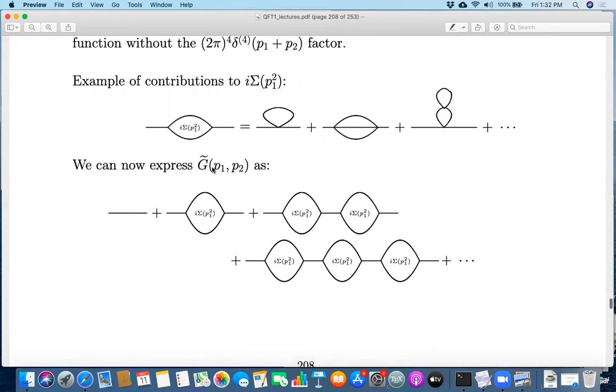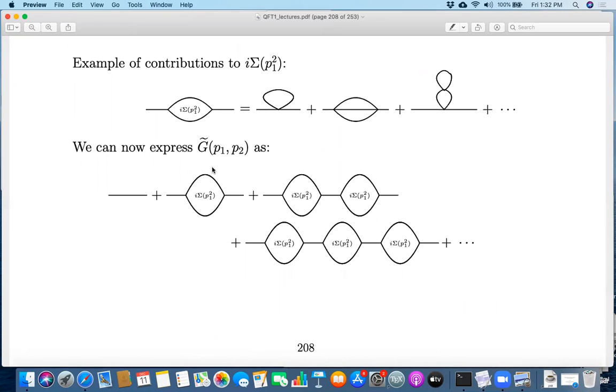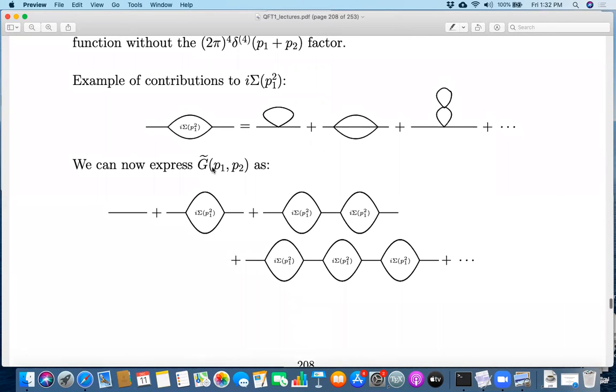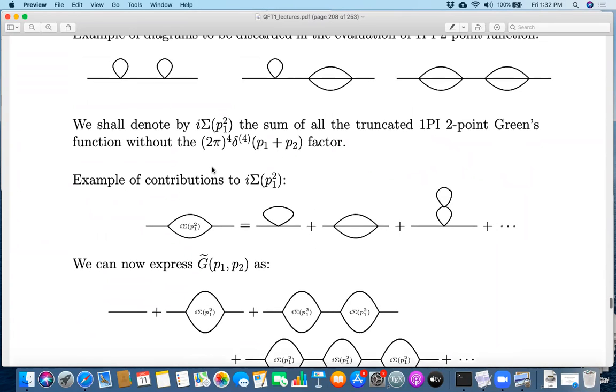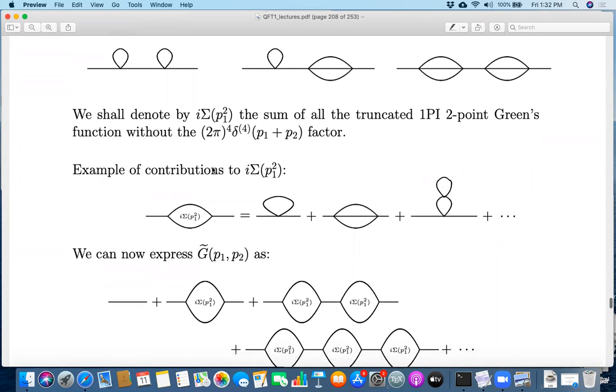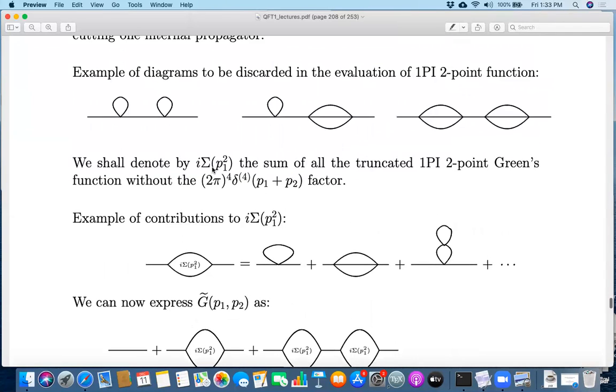Sir, here the expression of G tilde P1 P2 that we are getting in this prescription. Earlier, when we learned how to calculate G tilde P1 P2, we drew the Feynman diagrams and we excluded the bubble diagrams, and then we calculated in position space, and then we took the Fourier transform to momentum space. So in that prescription, whatever G tilde P1 P2 we get, is this the same as the G tilde P1 P2 that we are getting here?